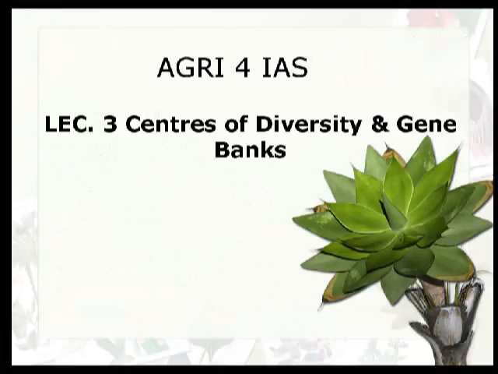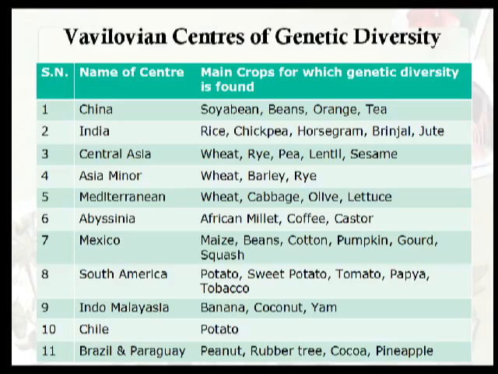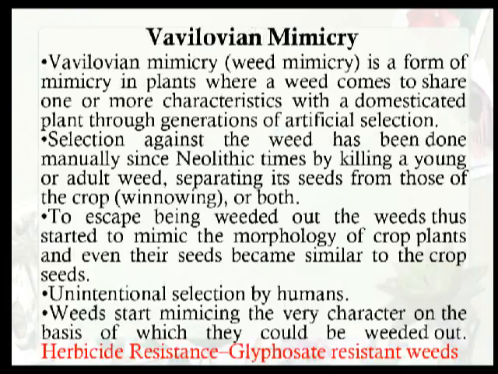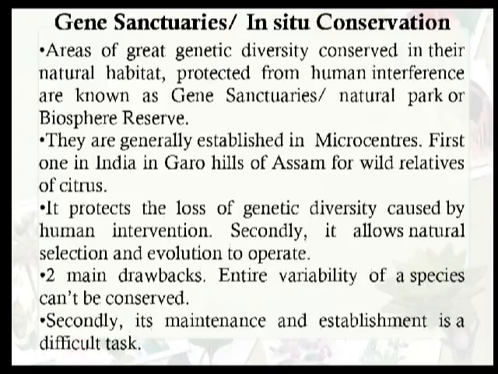We have seen about the centers of diversity, centers of origin, Vavilovian centers of diversity, Vavilovian mimicry, homologous series of variation, okay, and gene banks and gene sanctuaries. So that is all. Thank you.